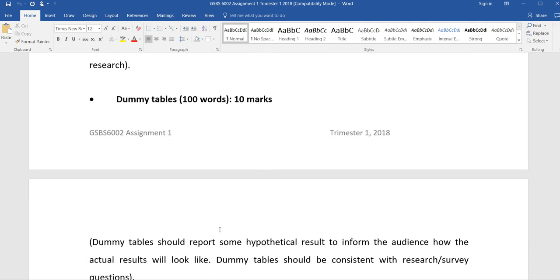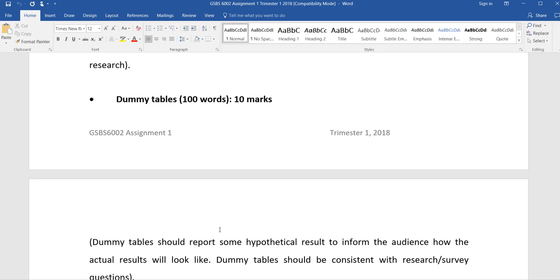Then dummy tables. You should create some tables with some hypothetical results. Those are called dummy tables. Keep in mind, the purpose of the dummy table is to let your audience know how your actual results will look, and how the actual results will contribute to solving your business problem. So you should prepare some tables, and they should be filled up with some hypothetical results.